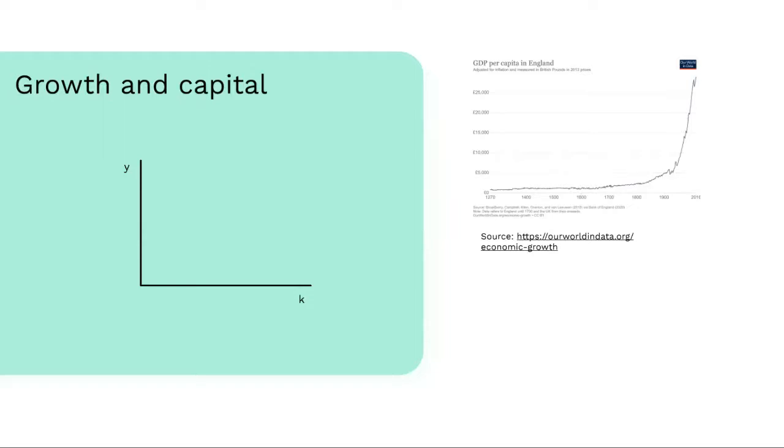Our first step in building this model is to work out our aggregate production function. In this orange curve, we are saying that the more capital stock there is per person, the more output will be produced.